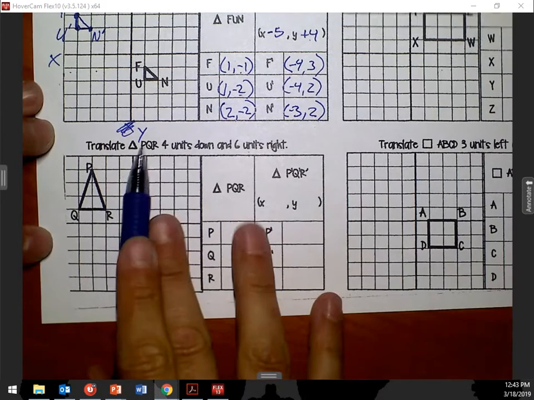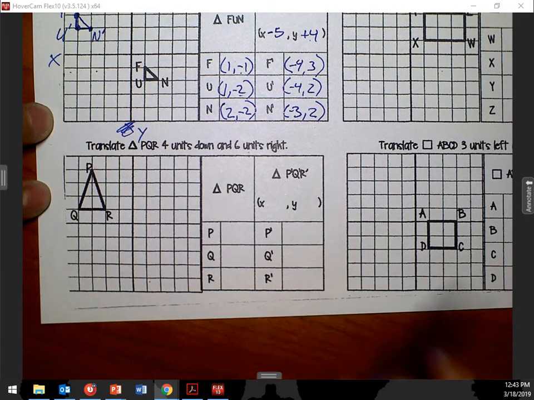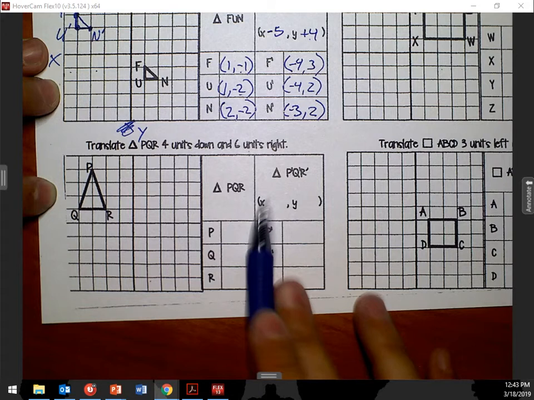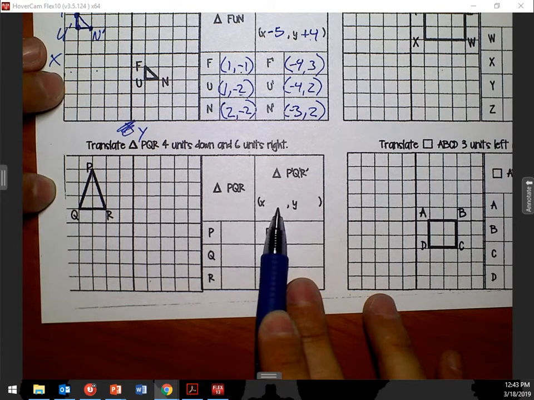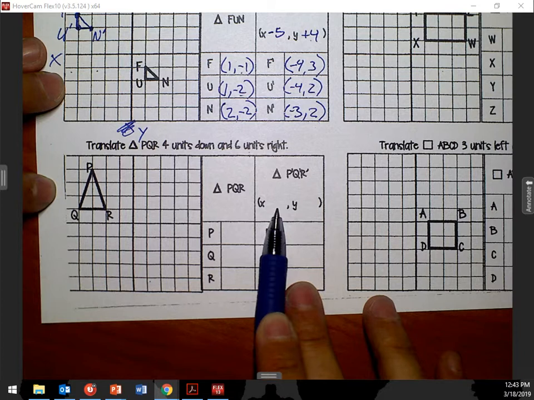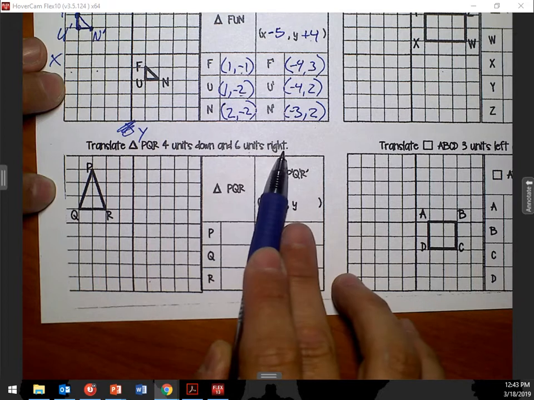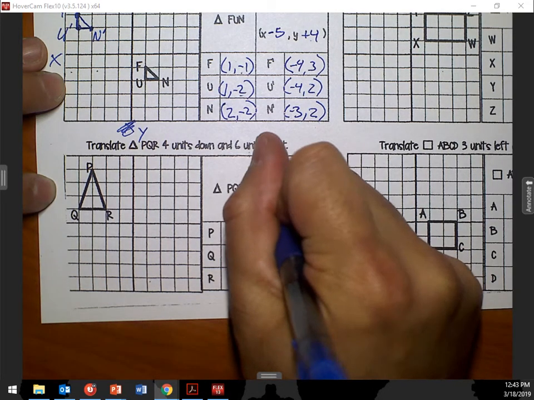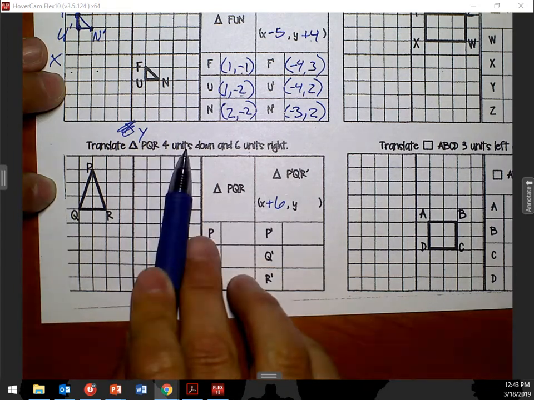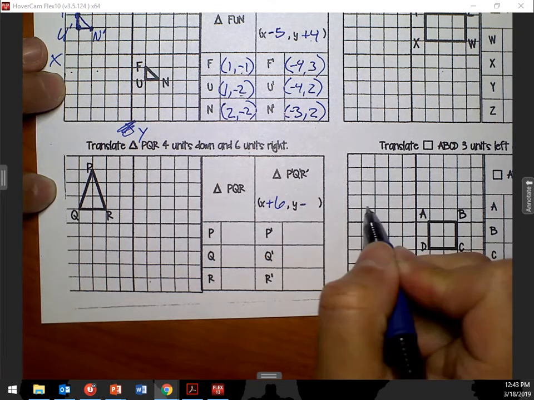Next one says, translate this 4 units down and 6 units right. So, let's do the x's. What am I going to do with my x's right here? X what? Minus? Plus? It's to the right, isn't it? To the right, so that's plus 6. Now y, that's going down. So what am I doing? Negative. Minus 4.